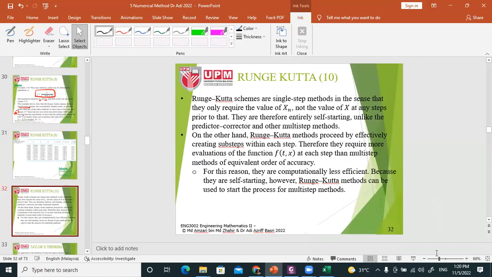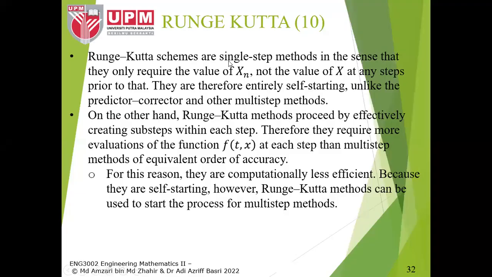Okay, so Runge-Kutta is a single-step method in the sense that it only requires xn, not the value of x at any step prior to that. They are therefore entirely self-starting, unlike the predictor-corrector and multistep methods. Runge-Kutta proceeds by effectively creating sub-steps within each step. Therefore, they require more evaluations of the function f(t, x) at each step than a multistep method of equivalent order. For this reason, they are computationally less efficient, though they are self-starting. However, the Runge-Kutta method can be used in the start-up process of multistep methods.